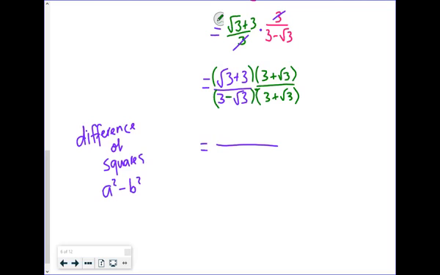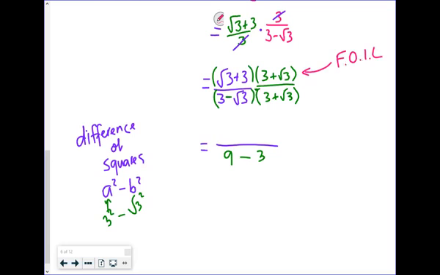So your denominator now becomes 3 squared, which is 9. Difference, minus, it's that first thing, that's your 3 squared minus your square root of 3 squared. And what is the square root of 3 squared? Just 3. That's in the denominator. Now there's no easy way to do the numerator. We're going to have to multiply this out by FOIL.